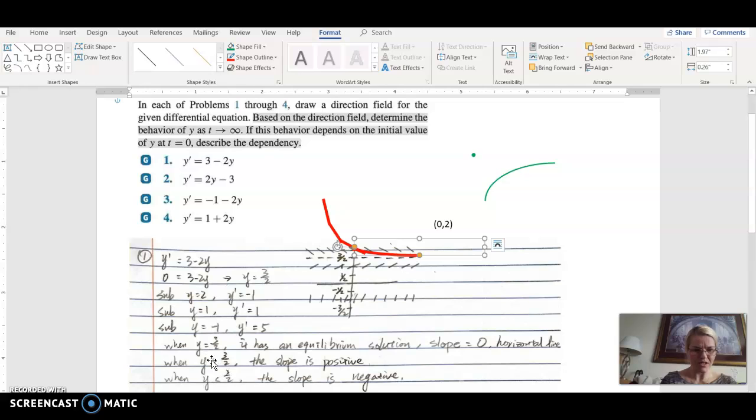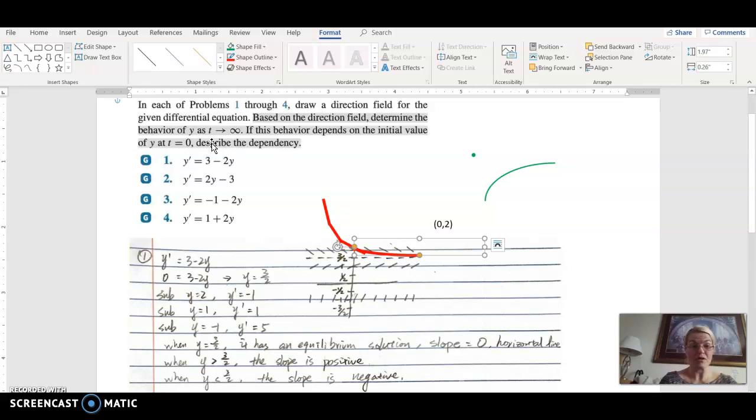so when y is greater than 3/2, nope, slope's negative, so swap those words. If I'm above the equilibrium equation, my slope at my initial point is negative, so I'm getting this exponential decay, and it's tending towards, as t goes to infinity, what is happening to my function y? It's approaching 3/2. It's approaching the equilibrium equation.